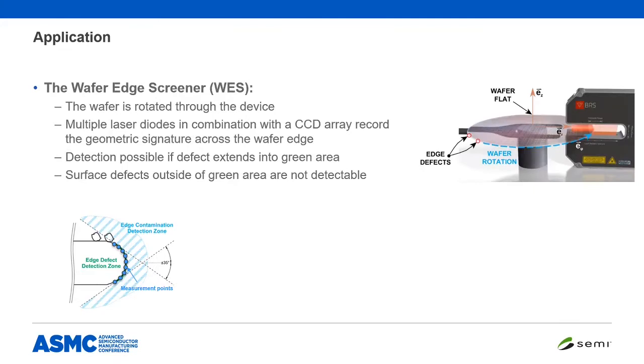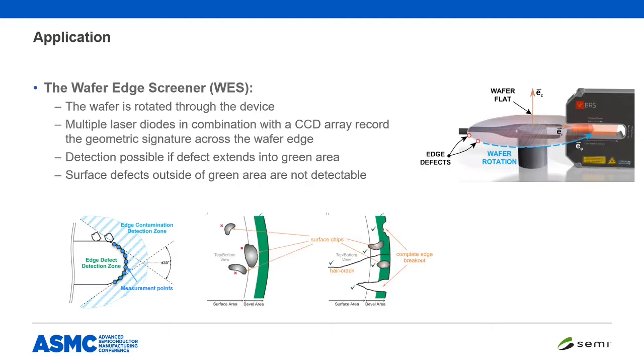The wafer edge screener measures the wafer by rotating the wafer through the device as multiple laser diodes in combination with a CCD array record the geometric signature of the wafer edge. Each of the points on the wafer edge is represented by a separate channel in the measurement device. The wafer edge screener can detect defects in the green area. Defects closer to the center of the wafer cannot be detected.